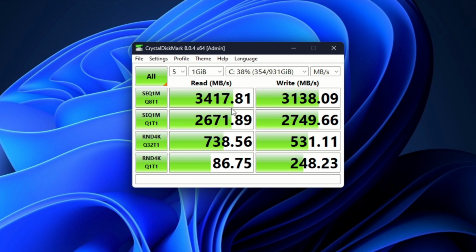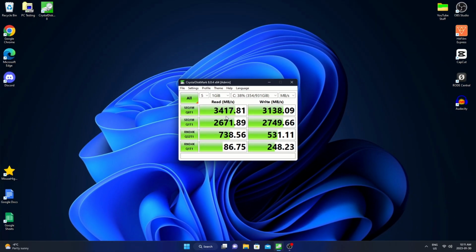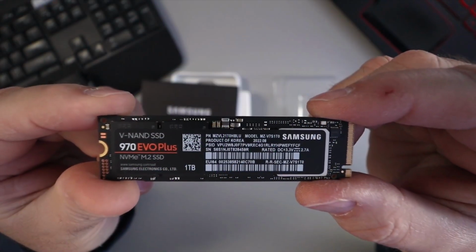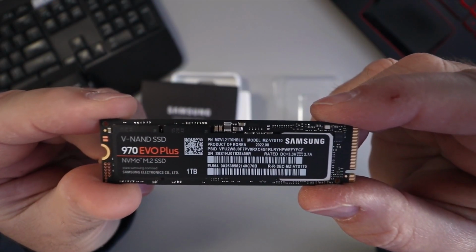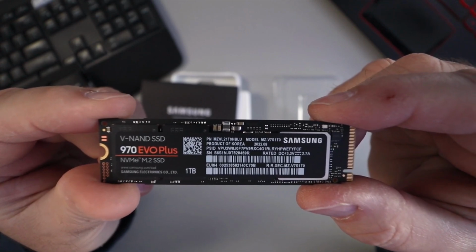And I actually ran the test a few times and one of the times I did get over 3,500 megabytes per second. So really happy with those results. If you do wanna have a closer look at any of the other speeds, including the random read and write, go ahead and pause it here and have a closer look. And again, this is the 1TB Samsung 970 Evo Plus NVMe M.2 SSD.